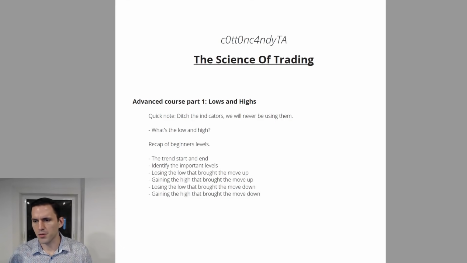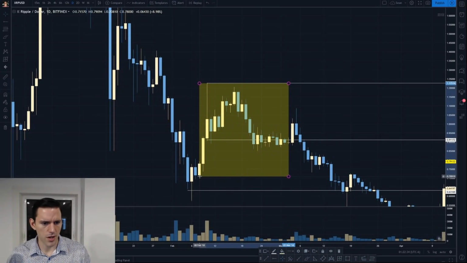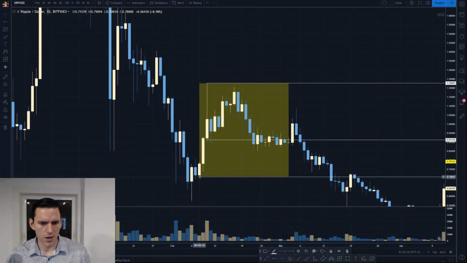So something like losing those levels, like losing the low that started the trend, right? And actually this would then be moved, because the start of the trend was actually right here. So this would then be moved right here. And when we lost this low, what does that mean?